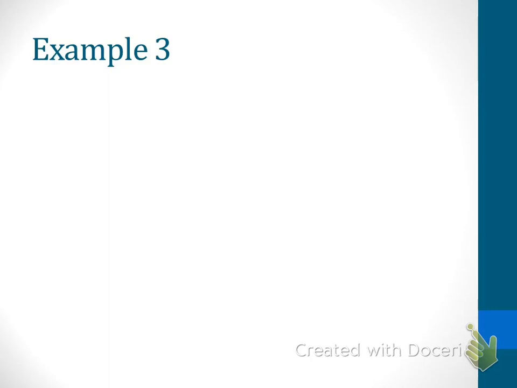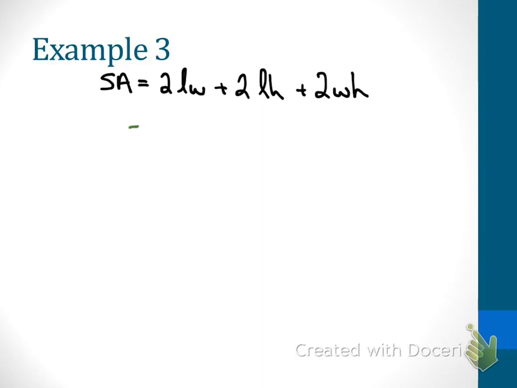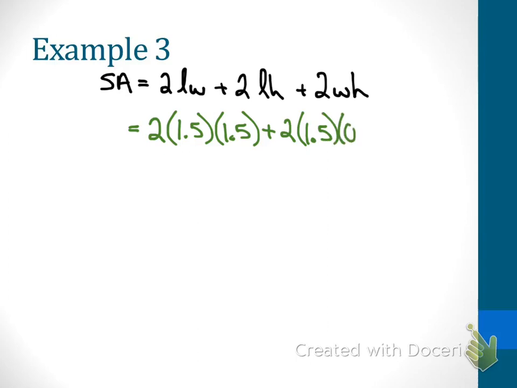How much fabric do I need to actually cover this cushion? How do I figure that out? I need to find the surface area of this cushion. So I'm going to use my formula. Surface area equals 2 times the length times the width, plus 2 times the length times the height, plus 2 times the width times the height. And then I'm going to plug in my numbers. What's the length of the cushion? 1.5. What's the width? 1.5. Plus 2 times 1.5, and what's my height? 0.5. Plus 2 times 1.5 times 0.5 again.